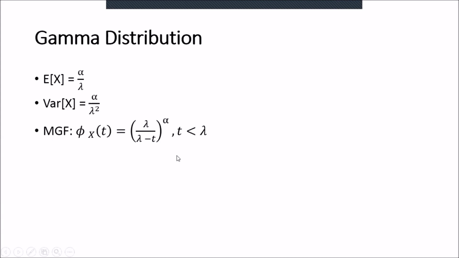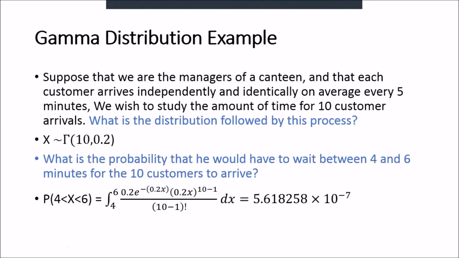Now let's look at some example questions that you might see. Suppose that we are the managers of a canteen, a restaurant, and that each customer arrives independently and identically on average every 5 minutes. So each customer has an arrival time that is distributed exponentially with a mean of 5. That means that 1 over lambda is 5. Thus, lambda is equal to 1 over 5 or 0.2.